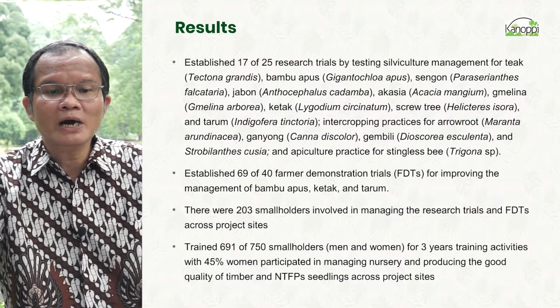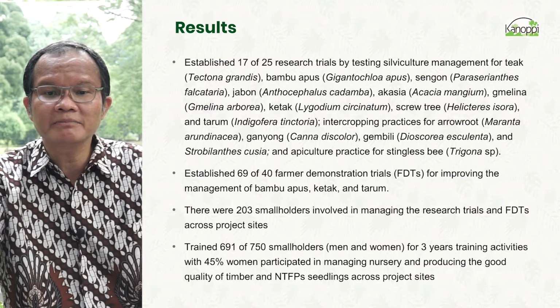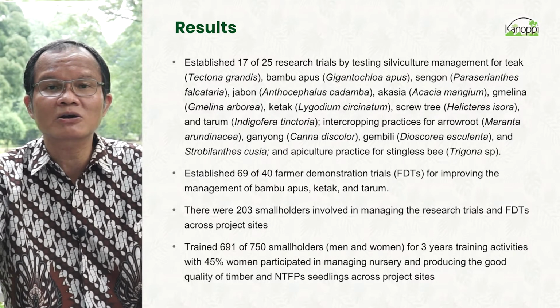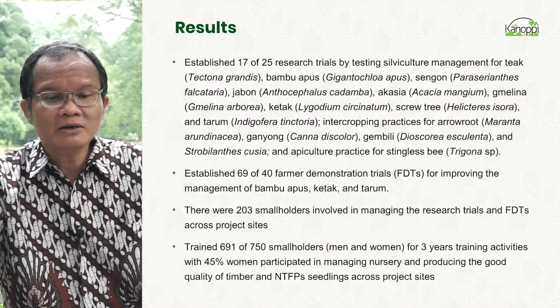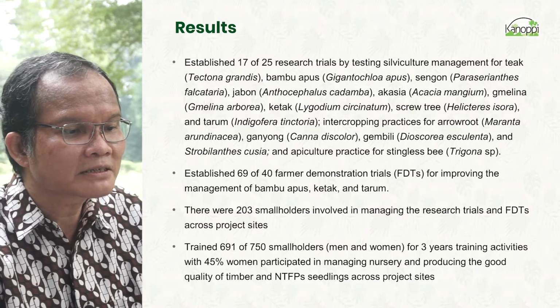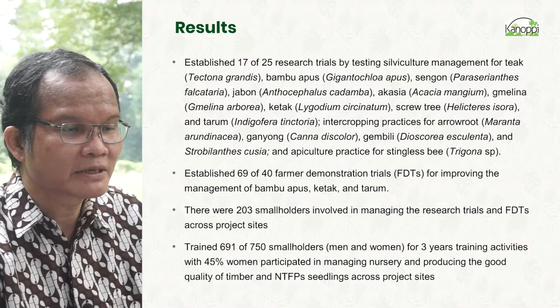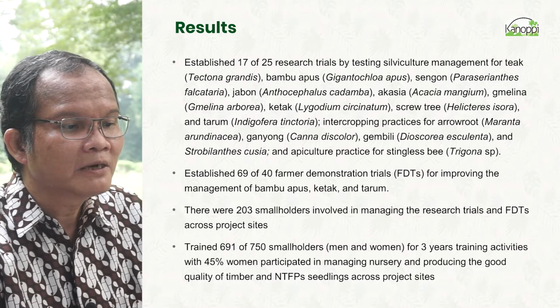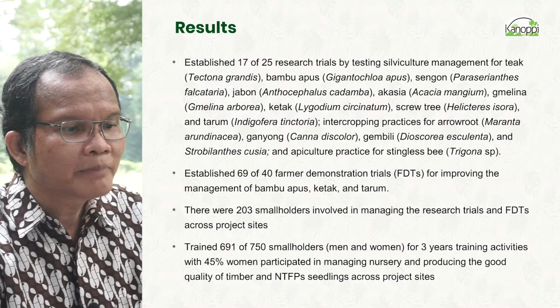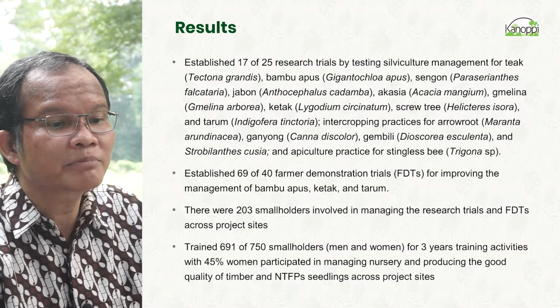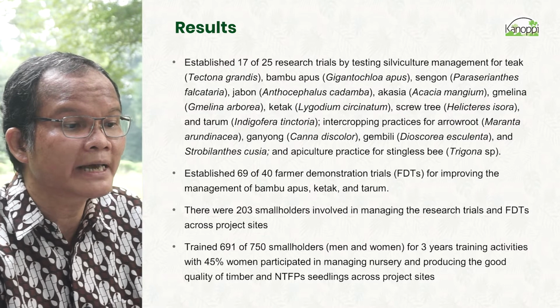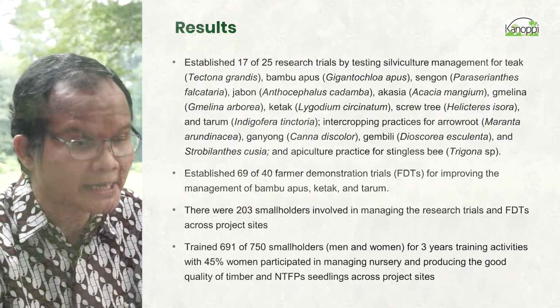There were 203 smallholders involved in managing the research trials and FDTs across project sites. We trained almost 700 smallholders, men and women, over 3 years of training activities, where 45% of participants are women. They participated in managing nurseries and producing good quality timber and NTFP seedlings across project sites. We also involved 12 out of 15 farmer groups in managing nurseries.